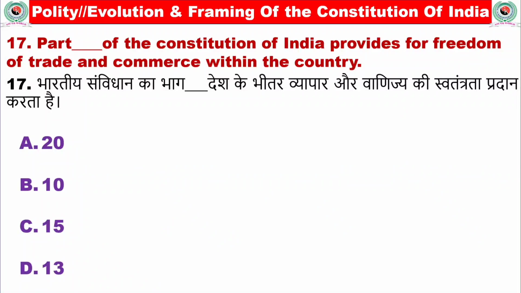Next, Part dash of the Constitution of India provides for freedom of trade and commerce within the country. The correct answer is option D. 13.